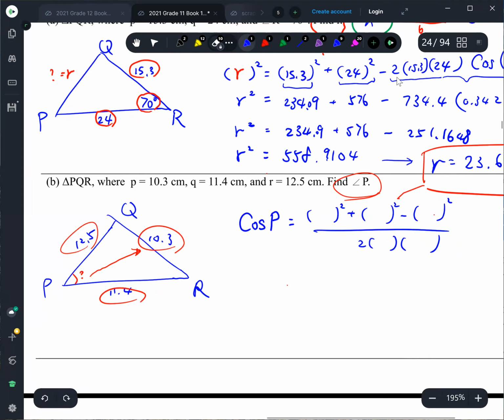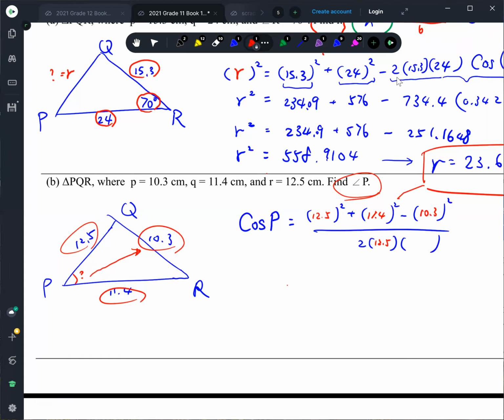Okay, so we have 10.3. So right away, 10.3, you put it there. And then everything else, the other two sides, you can put any place. 12.5, 11.4. Okay, 12.5. The order doesn't matter because they're adding and multiplying.